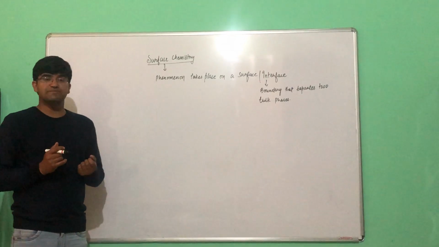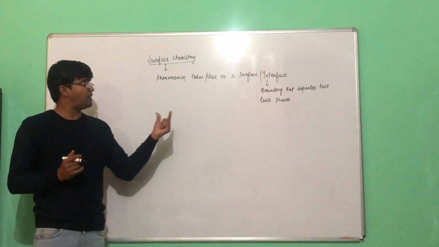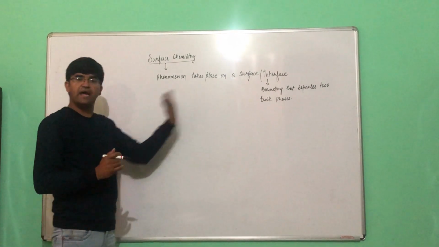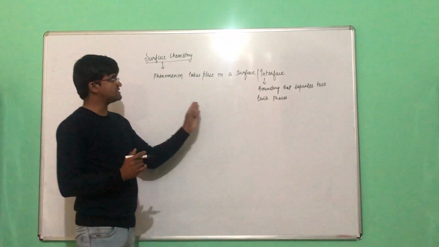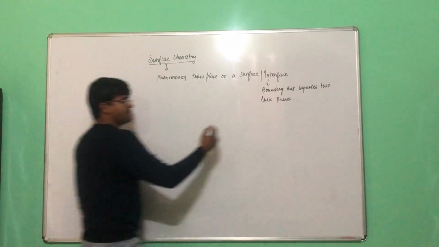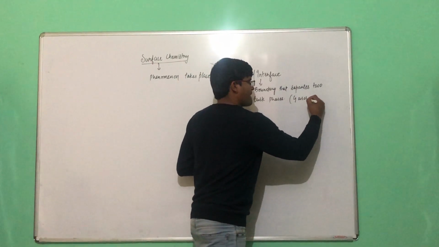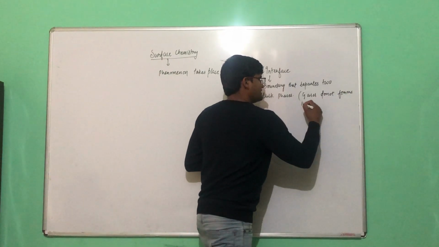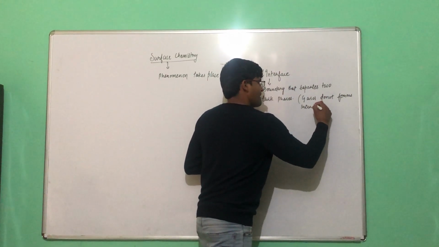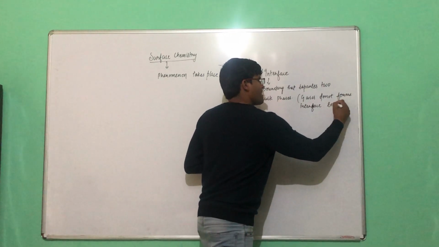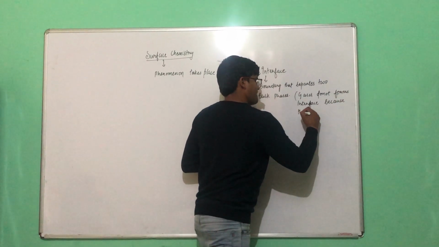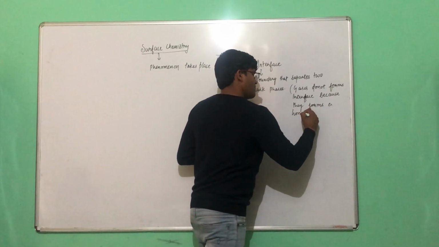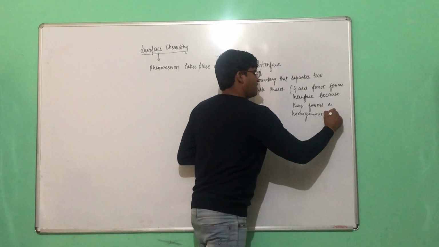Gases form a homogeneous mixture. They cannot form a boundary, so an interface cannot be formed between gases. So this can be excluded from surface chemistry, because gases do not form an interface, because they form a homogeneous mixture.